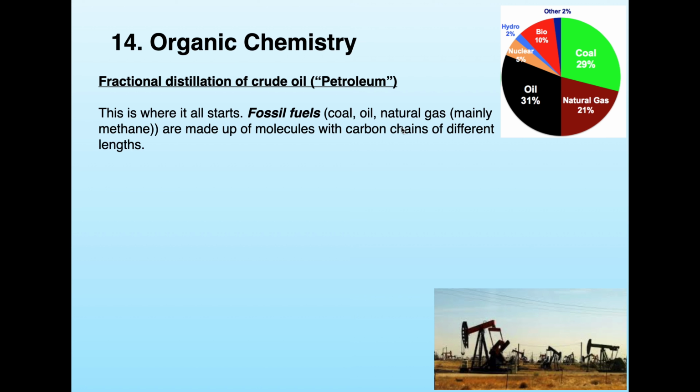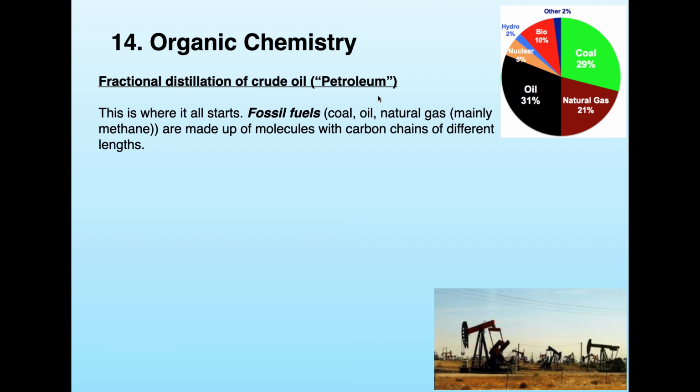coal, oil, natural gas. People realized that they came from the decayed remains of organic material from millions of years ago under the ground. And essentially these fossil fuels are made up of molecules, carbon chains, from one carbon to many, many carbons, all of different lengths. So they're a big mixture. Crude oil is a big mixture.